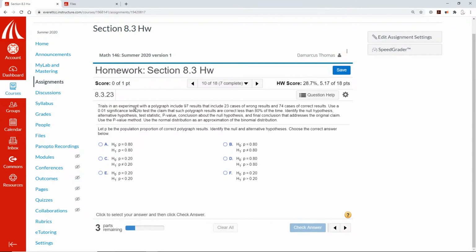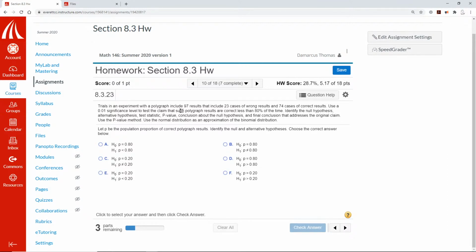Trials in an experiment with a polygraph include 97 results that include 23 cases of wrong results and 74 cases of correct results. Use a 1% significance level to test the claim that such polygraph results are correct less than 80% of the time.